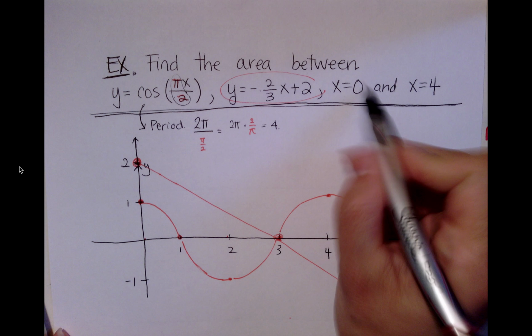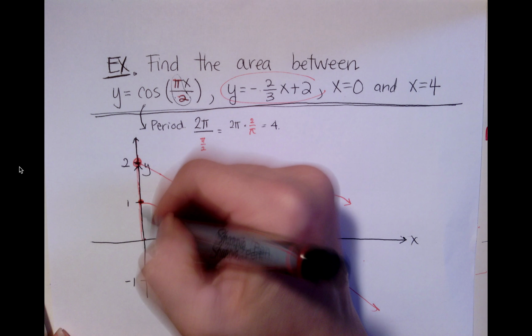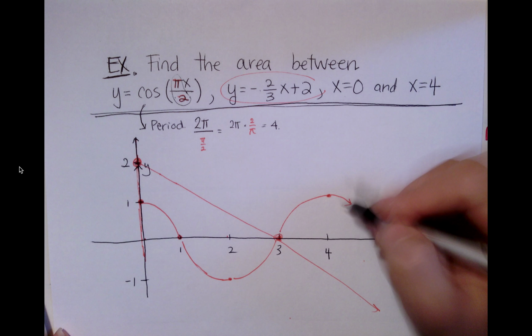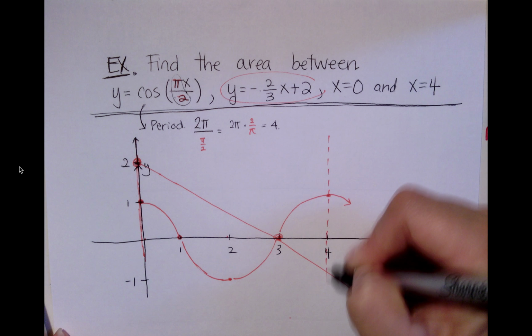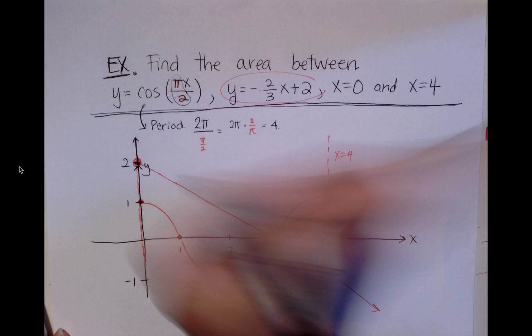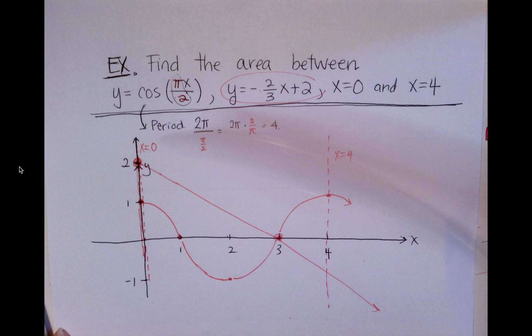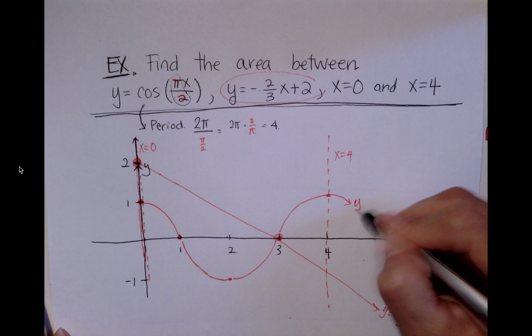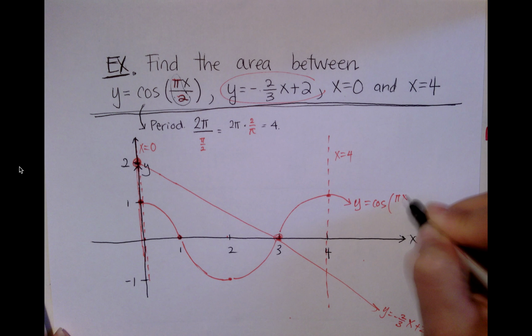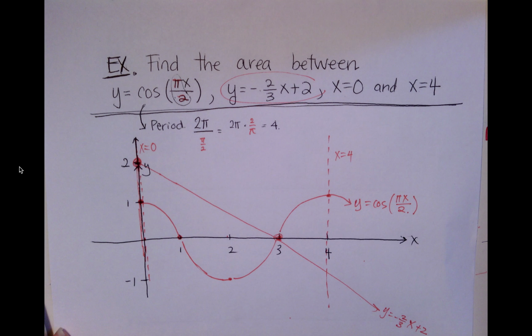Now x equals 0 is just the y-axis, so that's right here. x equals 4 is this line right here. That's x equals 0. This is y equals negative 2/3 x plus 2, and this is y equals cosine of pi x over 2. Okay, so the region that we're really interested in is this region in here.